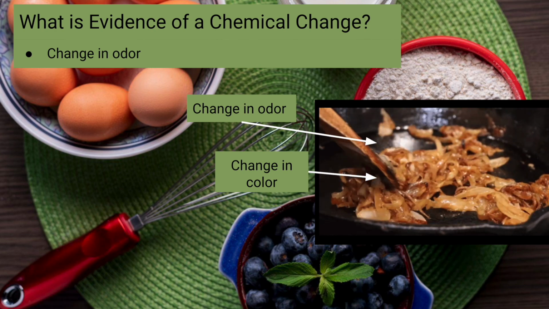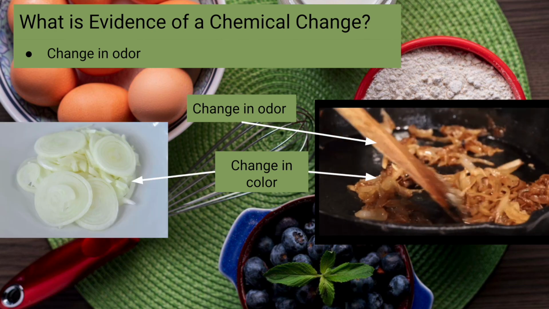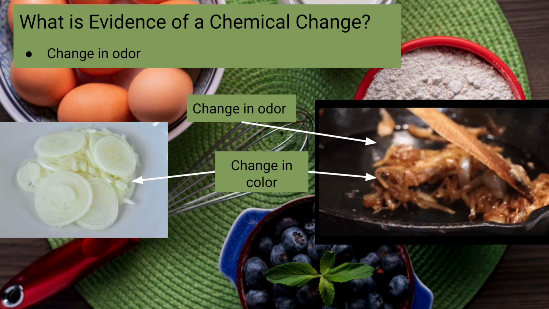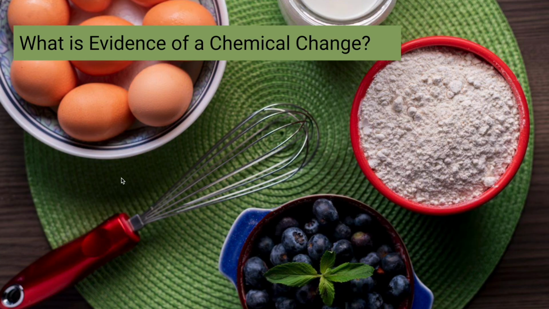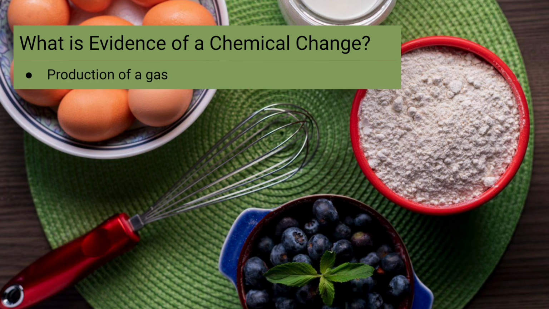There's a change in color, right? Raw onions do not have the same color as cooked onions, and these are examples of chemical changes, especially because you can't uncook onions. The next piece of evidence of a chemical change is actually production of a gas, right?